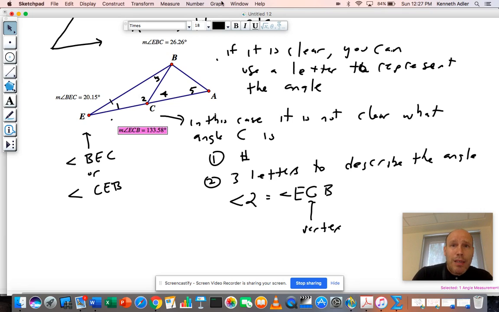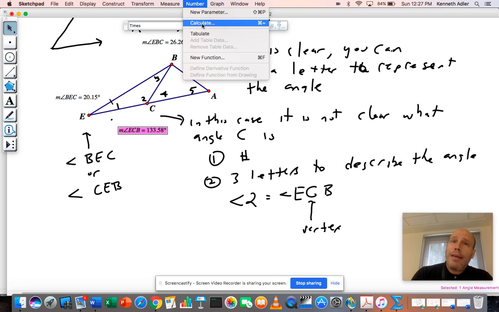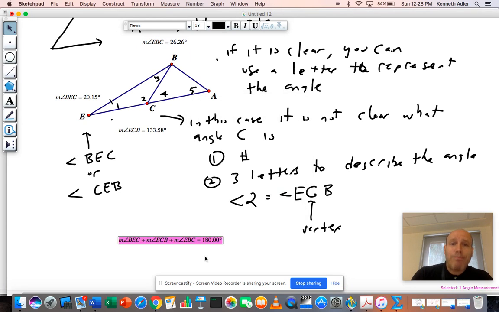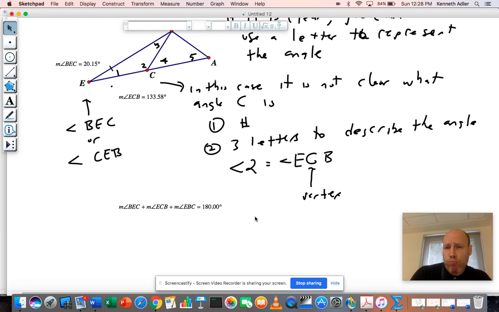So what I'm going to do is I'm going to do B, E, C, measure the angle, and it shows up. How about I do E, B, C, measure the angle, that's EBC, and then the last angle, let's do E, C, B, measure the angle. Then what I can do is go to number, calculate, I'm going to do the first angle plus the second angle plus the third angle. What do I get? 180 degrees. But you can see here the 3 ways that they reference the angle. They don't just call it E, B, and C. They're BEC, ECB, and EBC. Once again, the middle letter is the vertex of the angle.